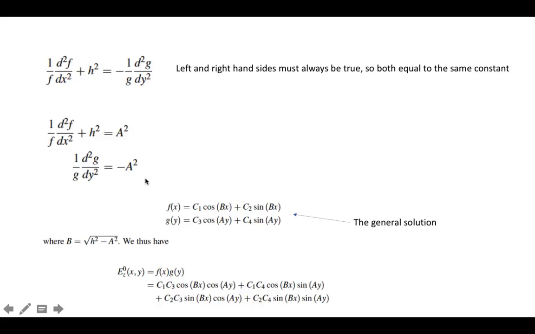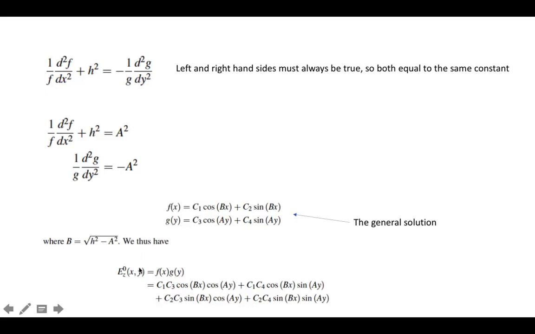So this is known as the separation of variables technique, and it's a common technique in the solution of partial differential equations. Fortunately for us, in the wave equation, it's pretty easy. So what we find is that we get a solution for f in terms of sine and cosine, and we get a solution for g in terms of sine and cosine. In the f equation, we can move the h squared over to the right-hand side, generating another constant b, which is the square root of h squared minus a squared. So we have these cosine and sine functions in terms of a and b.